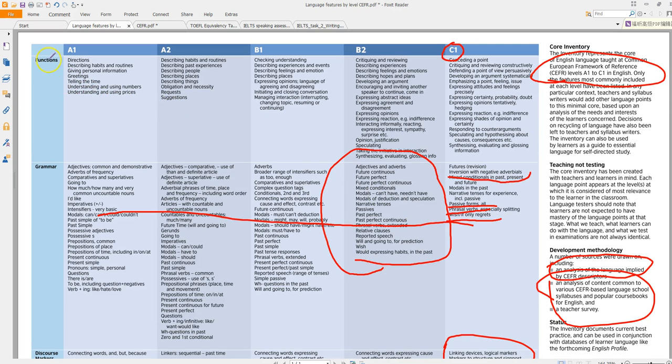And then if we look at the functions, now this is the interesting part. So if we just take a look at these, B2 and C1, because if you do this, you also have to be able to do these also. So they want you to be able to concede a point. So, in speaking, I can see how that might work. Well, okay, critiquing and reviewing constructively, defending a point of view persuasively, developing an argument systematically.